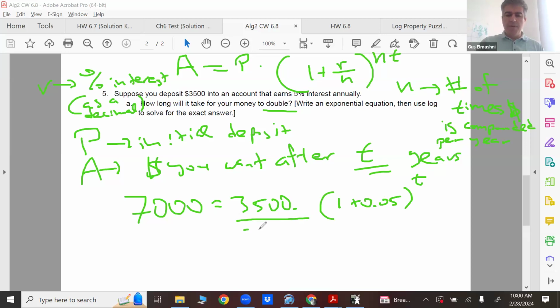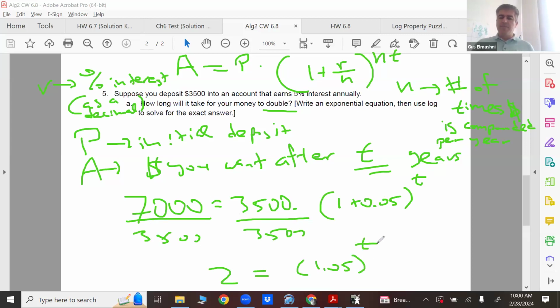So I'll divide both sides by 3,500. Don't distribute 3,500, guys. Please don't do that. That's violating the order of operations. You guys are better than that. Please do not distribute that 3,500 to the 1.05. Can't do that. So you got this. All right. So far, we're okay. And again, I'll give you the formula. Not a problem. I'll give it to you.